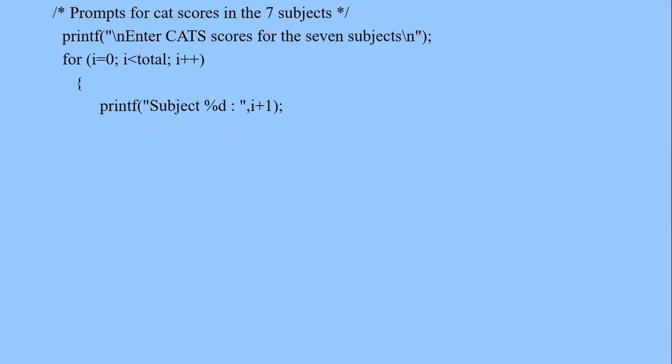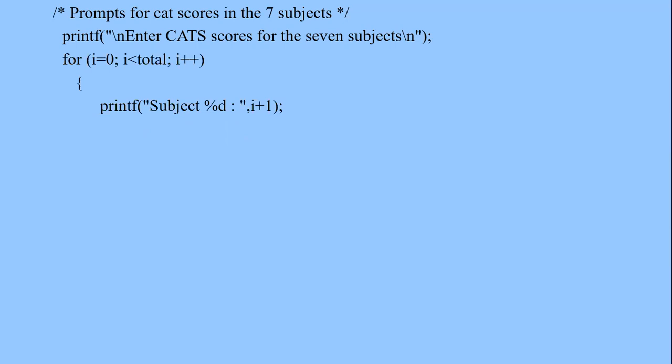So we move to 2. And then we check, is 2 less than total? Remember, total is 7. So is 2 less than 7? Yes. So we repeat. We display the next value, that is subject.